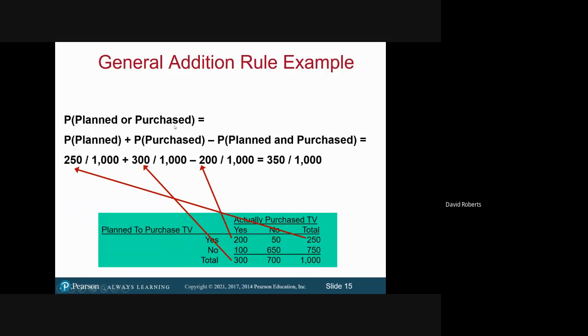It said planned or purchased. So you take the percentage who planned, that would be the yes row, and the yes column, but you're double counting the 200. Does that make sense? So let me say this one more time. 250 people planned to buy a TV. Got that. 300 actually purchased a TV. Got it. But there are some people in there who you are double counting.